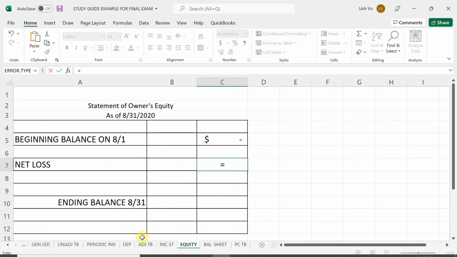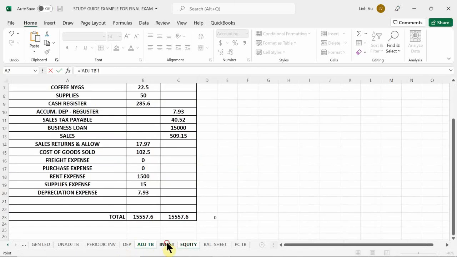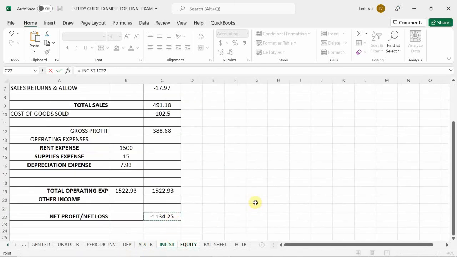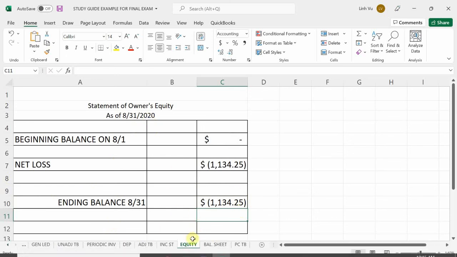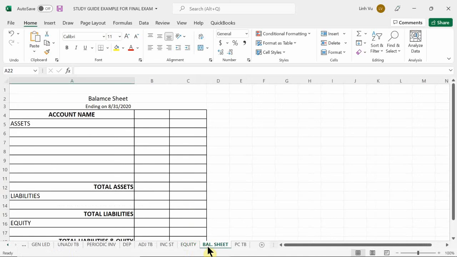Which equaled 1134.25, I'm sorry. Okay? So therefore, what is my total equity going to be? It's going to be negative 1134.25. Okay? So now we need to plug in all of our numbers into our balance sheet.